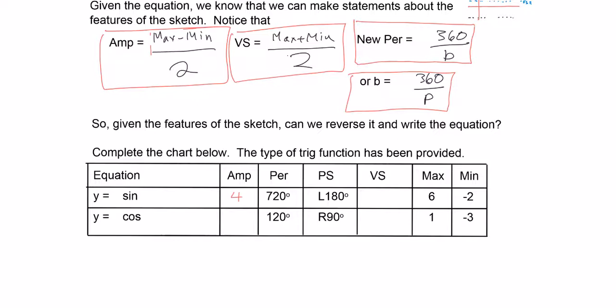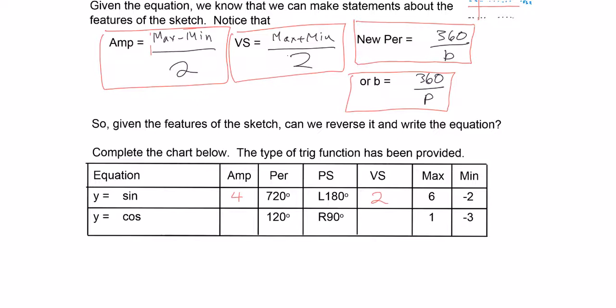The vertical shift is the average of these two. So 6 plus -2 is 4, divided by 2, which gives us, what is it? That's right, it's 2. So for this last graph, after I show you how to do this, this will be great.